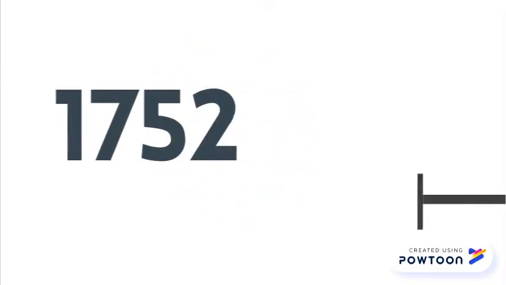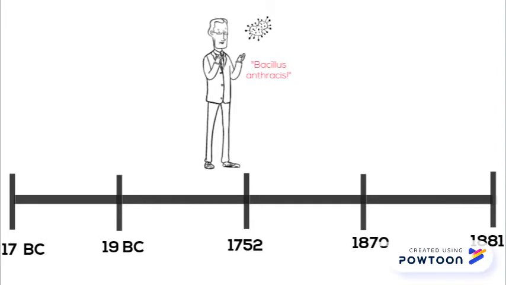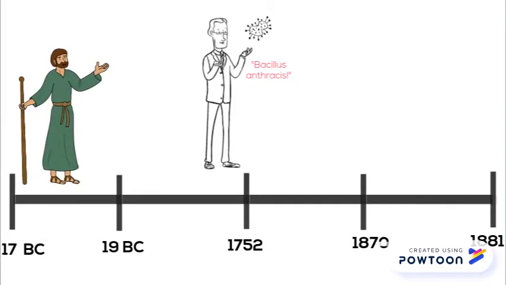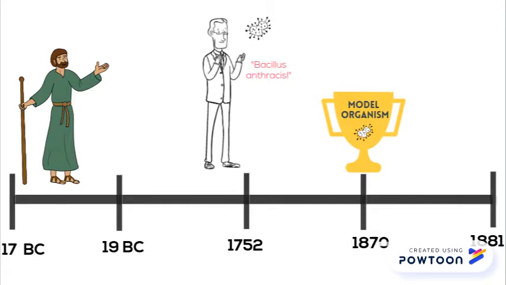This virulent and extremely contagious agent was first clinically discovered in 1752. Earliest identification of anthrax dates back to biblical times in 17 to 19 BC. Anthrax reappeared in the 1870s when it was studied by Louis Pasteur and Robert Koch. It was a model organism that Koch used to develop his famous postulates on microbes and disease. The first attempt at creating a vaccine for anthrax was developed by Pasteur in 1881.